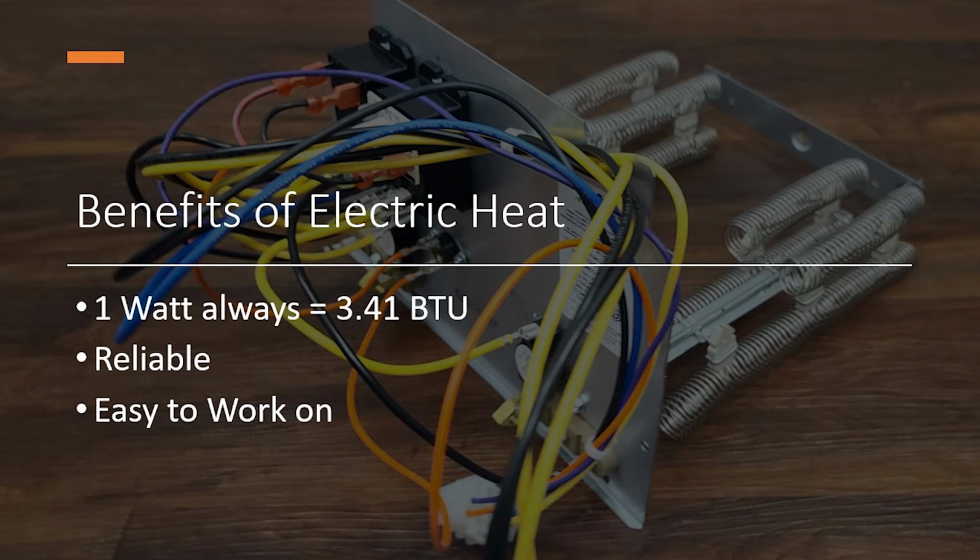Benefits of electric heat. That's what we've got up on the screen here. One nice thing about electric heat is the math is really easy. 1 watt equals 3.41 BTUs all the time. So here's a question. This heat strip here, is it more or less efficient than an electric space heater?